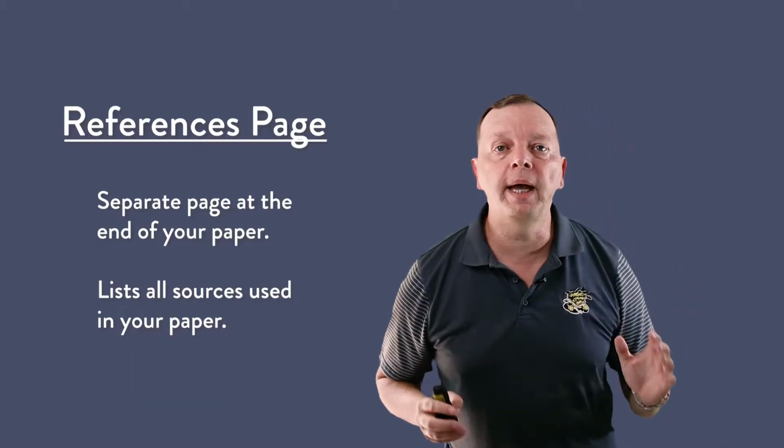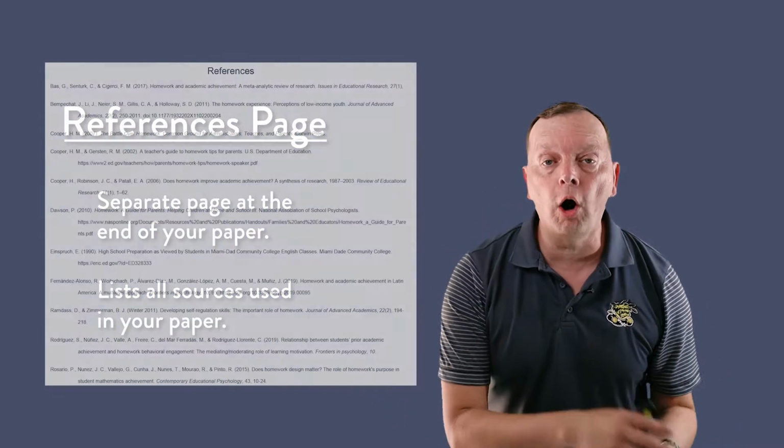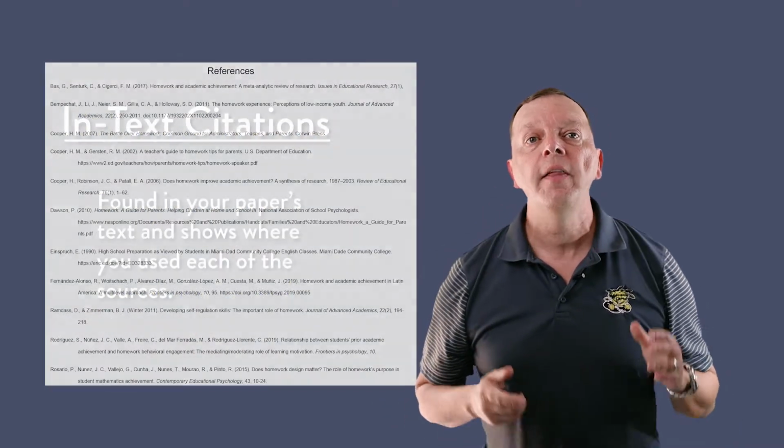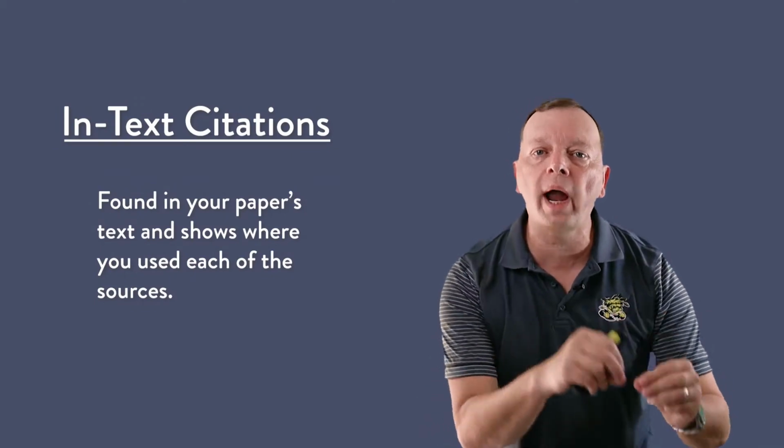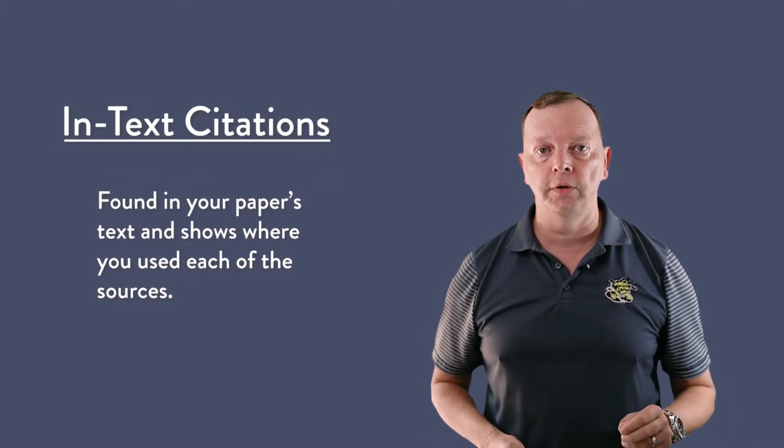Hey, it's Mr. Rushoff again. Alright, in our last lesson we discussed how to make a references page in version 7 of APA. In this lesson we're going to look at the other side of the citation process, the in-text citation. While the references page lets your reader quickly see all the sources that you use in your paper, the in-text citation shows the reader where in your paper you used each of these sources.